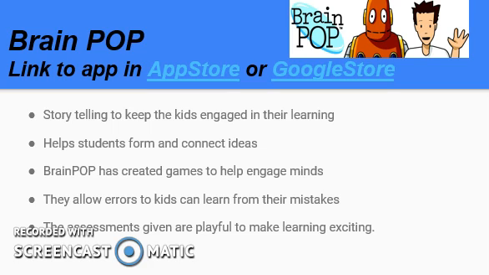BrainPop has been around for quite some time, and in order to keep the students engaged in learning, the lessons are always based off a story about a robot and his friend. To help students form ideas, they use games such as mapping, writing, or drawing to connect a deeper meaning to the lesson. BrainPop also gives assessments to see what the students have learned from the lesson that they've seen in the video. The assessments given by BrainPop are fun and playful, which keeps the students engaged and makes them excited to learn more.